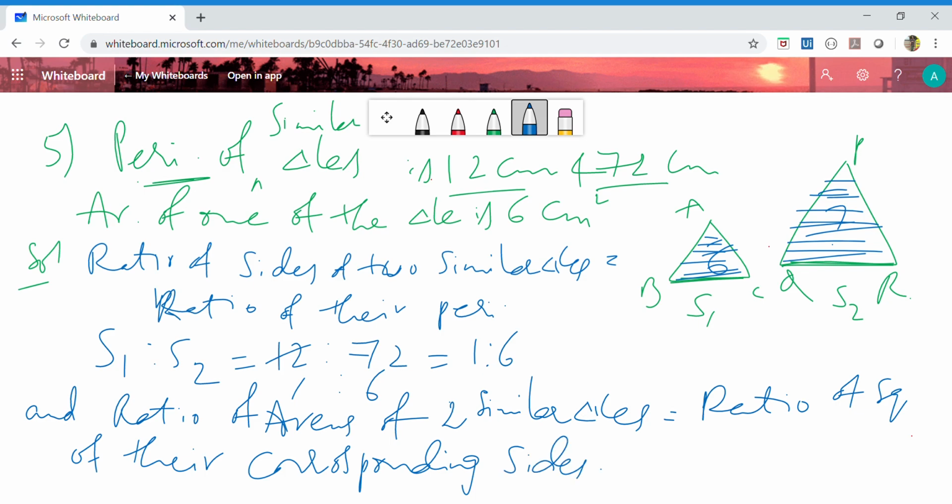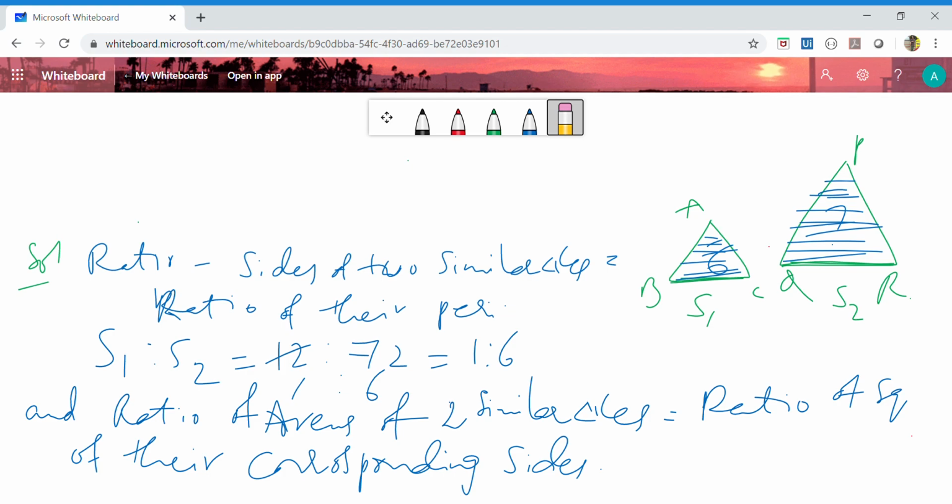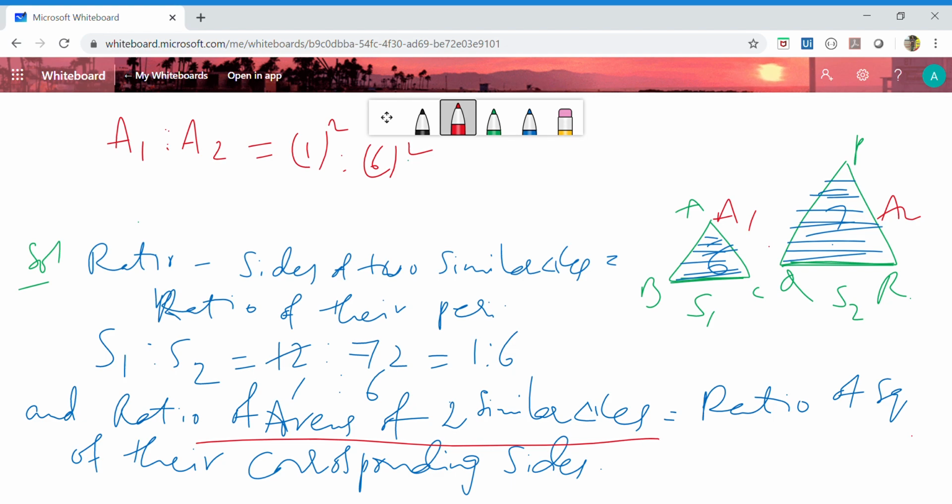Ratio of squares of their corresponding sides. So what is the area of one triangle? 6 centimeters square, they have given. So according to this, what can you write? A1 is to A2. A1, A2 are the areas you can think. This is A1 and this is A2. A1 is to A2 is equal to 1 square is to 6 square. Ratio of areas of two similar triangles is equal to ratio of squares of their corresponding sides.